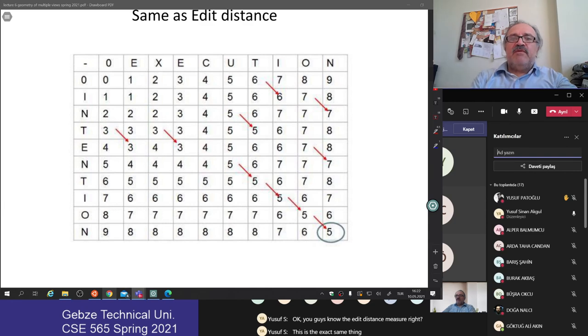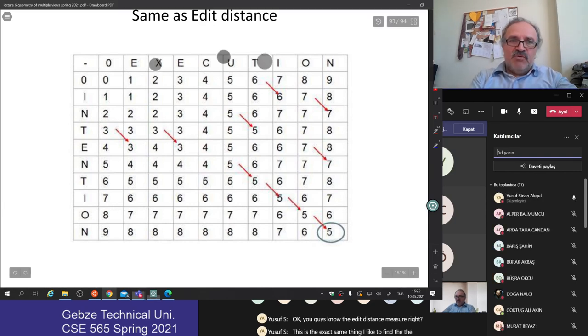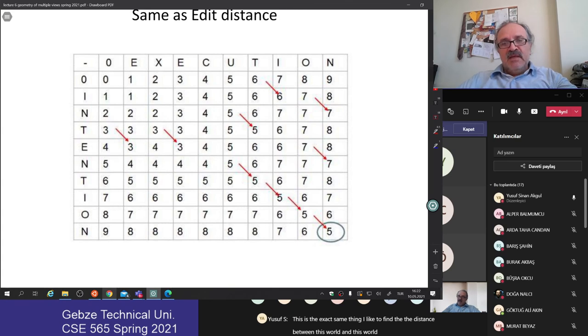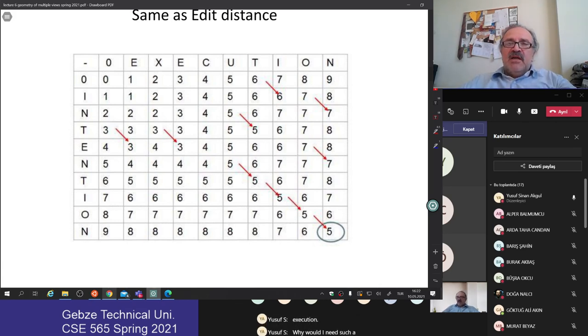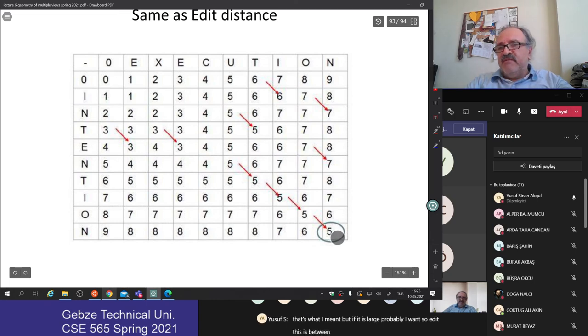I'd like to find the distance between this word and this word, execution and intention. The idea is this: how many letters should I change so that execution becomes intention or intention becomes execution? Why would I need such a measure? I need this measure so that when I type execution, did I really mean execution or intention? If the edit distance between execution and intention is small, then maybe that's what I meant. But if it is large, probably not. So the edit distance between execution and intention is 5.